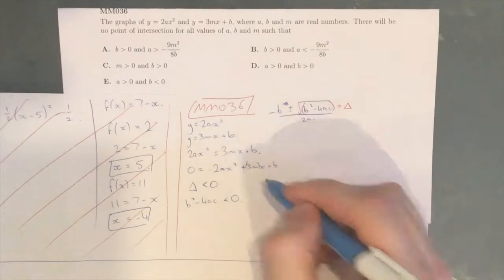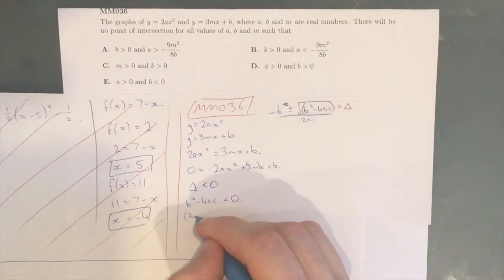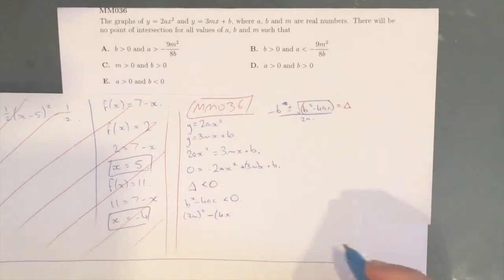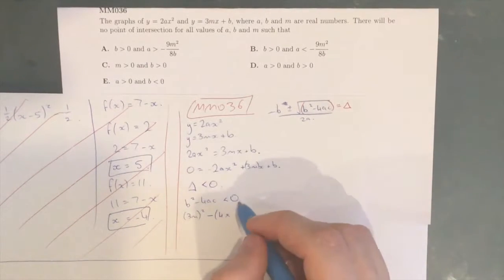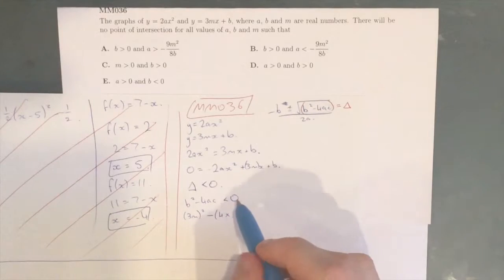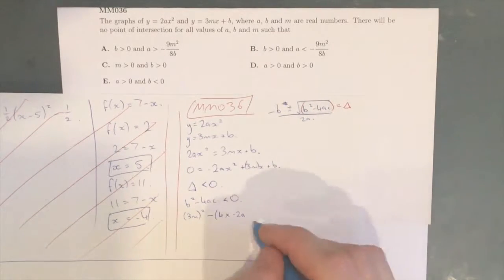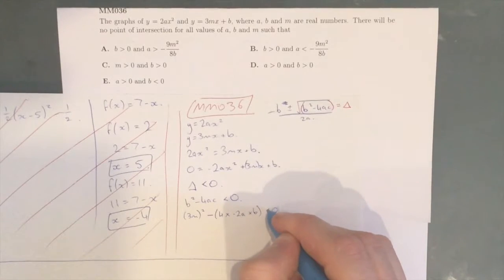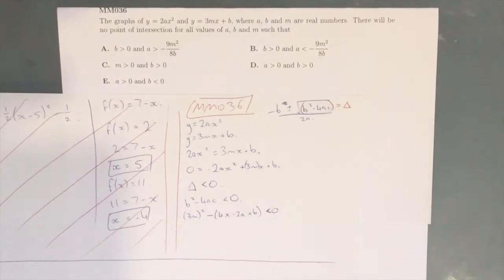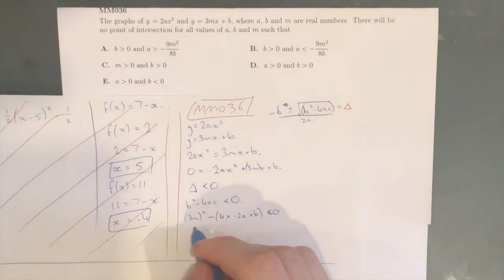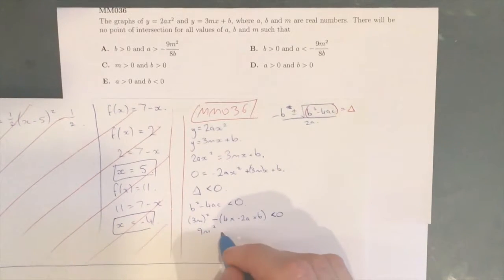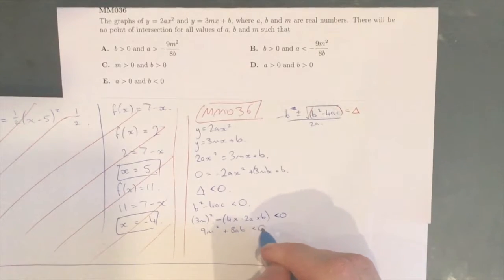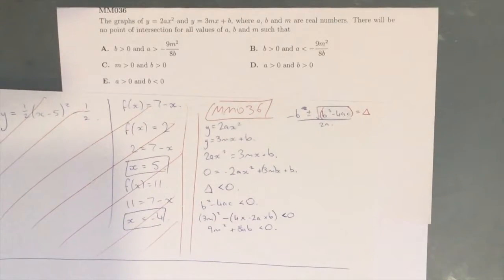B is this little section here. So b is 3m squared minus 4 times a, which is negative 2a, times c, which is b. And all these numbers floating around may be a little confusing, but just try not to make an error because it is quite easy to. So we then end up getting 9m squared plus 8ab is less than 0.